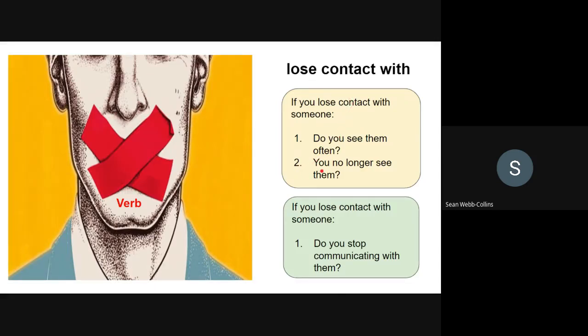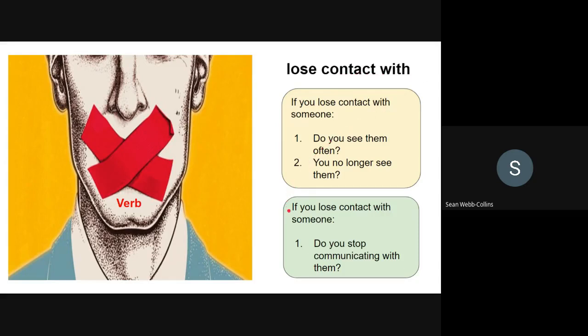And number two, if you lose contact with someone, do you no longer see them? Yes, because you've lost contact with them.